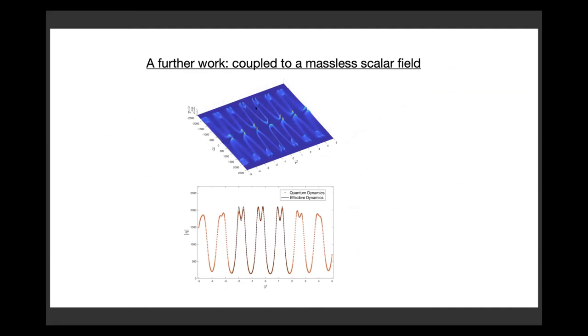Some further work is that we can consider the model of gravity coupled to a massless scalar field, so that we can consider the relational evolution of the gravitational variable with respect to the scalar field. Those two figures show the dynamics of this model. The first one is the evolution of the wave packet, and the second one is the evolution of the expectation value, compared to the effective dynamics. The initial data is chosen to be phi equals zero. So we can say around phi equals zero, the quantum dynamics and the effective dynamics match each other very well. But as phi goes far from zero, the match between these two dynamics is not as good as before.